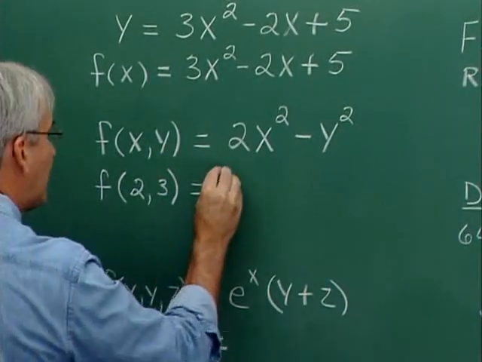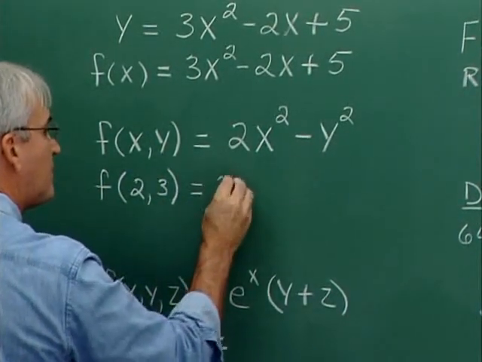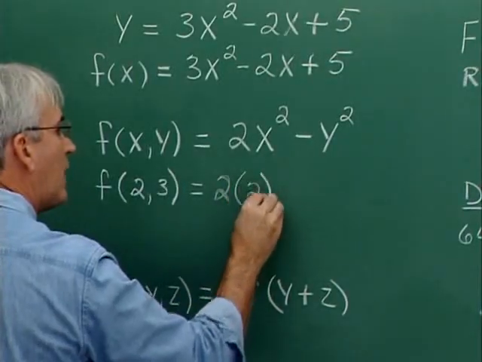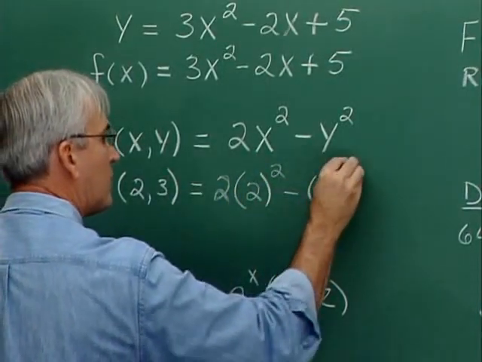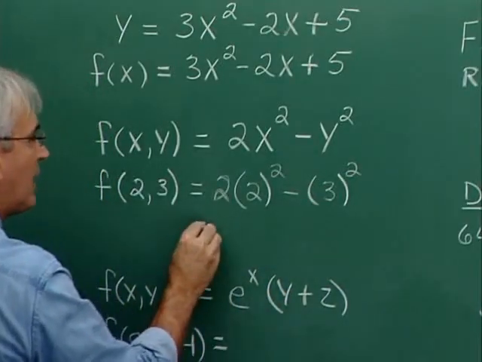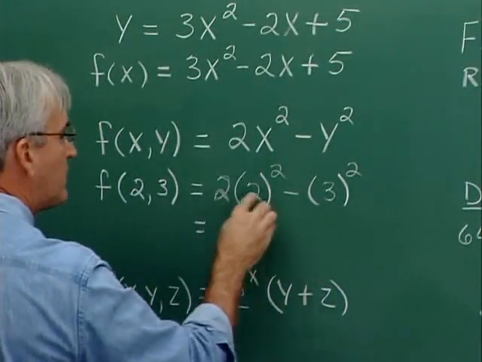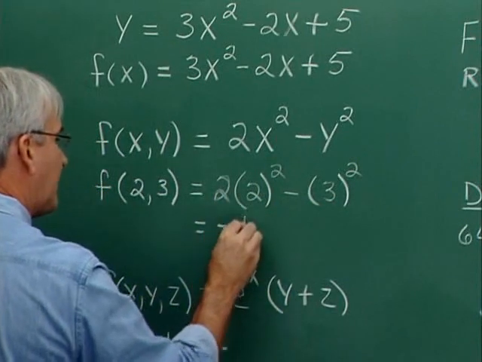So over here we would have 2 times 2 squared minus 3 squared. And evaluating, let's see, 2 squared is 4 times 2 is 8, minus 9, oh, that's negative 1.